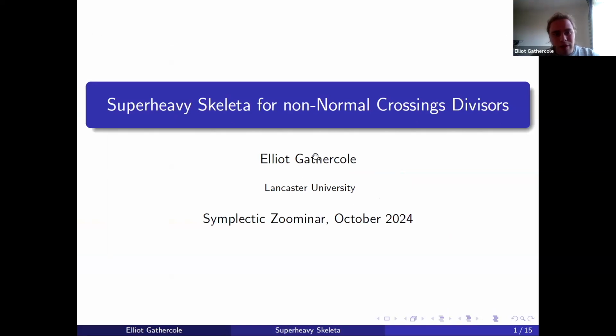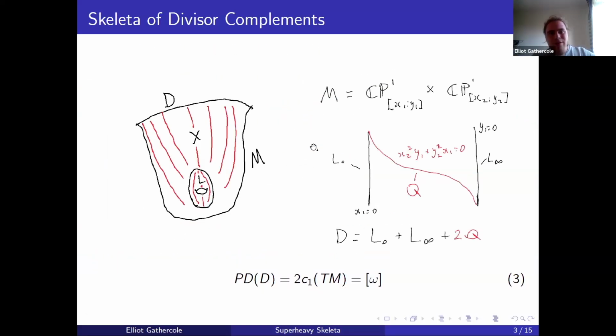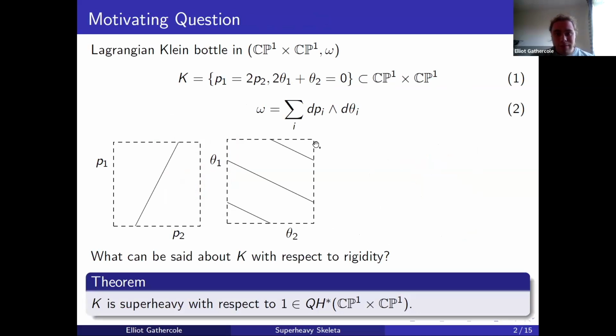So I will start with a motivating example of one such skeleton. In the product P1 times P1, if we equip each sphere factor with the standard action angle coordinates, and then we take the pre-image of the two perpendicular lines pictured, then we get an embedded Lagrangian Klein bottle, which we will denote K. And so the question I'd like to answer is, what can we say about K with respect to rigidity? So for example, can it be displaced from itself by a Hamiltonian isotopy?